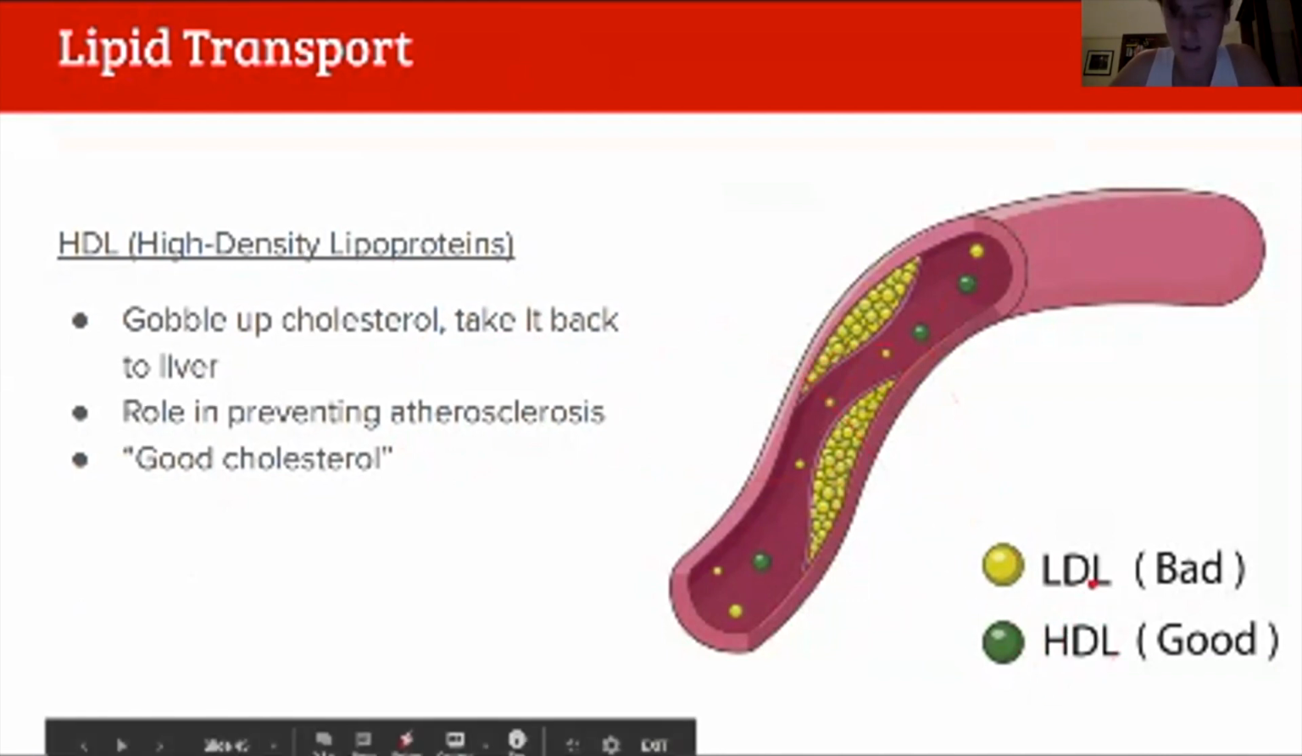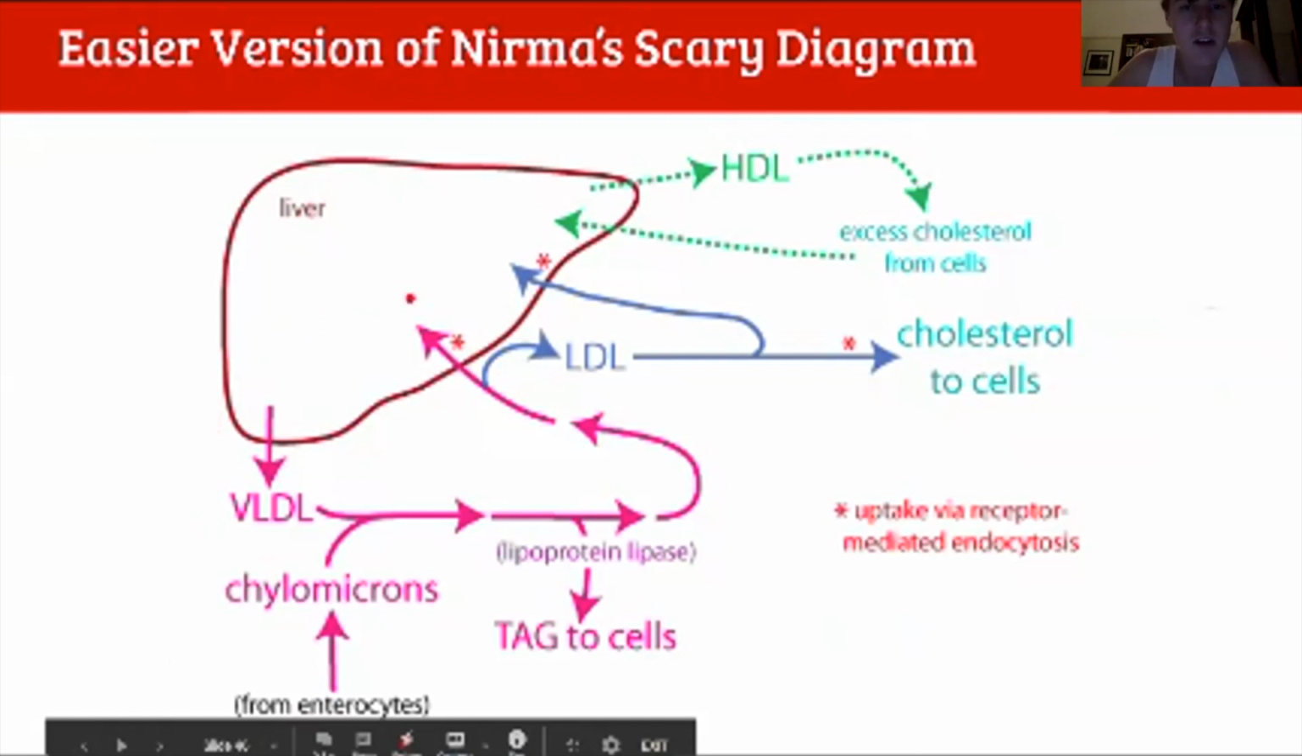If you have high LDL and low HDL, you may get atherosclerosis. So here's an easier version of Nelson's scary diagram. I'll go through it really quickly. Basically, what's happening is you eat, and the fats that you eat get packaged into chylomicrons by your enterocytes. Those chylomicrons get released into your bloodstream.